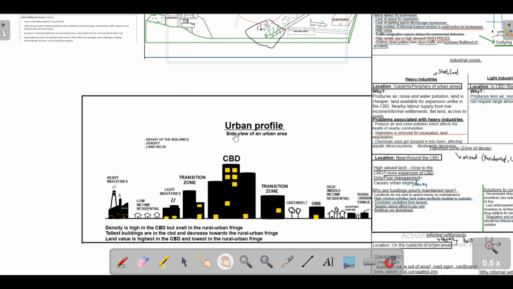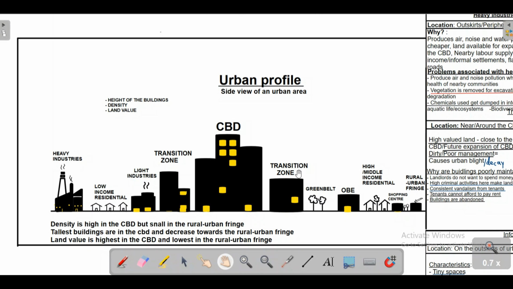Now for the last part, we have the term urban profile. So in question 1.4, you can be provided a diagram that has either an urban area model, which we will do in the next video, or you can be provided a diagram or a picture of an urban profile. So an urban profile is basically a side view of an urban area, right? So we call it an urban profile. Be able to define this term. Urban profile is the side view of an urban area.